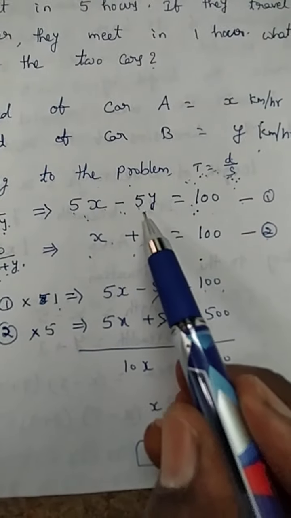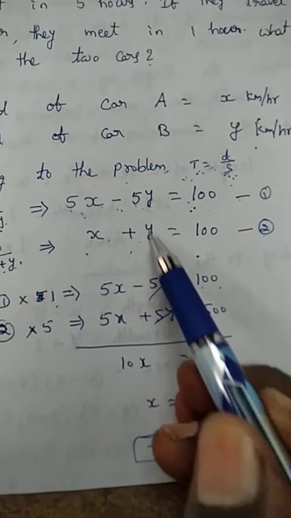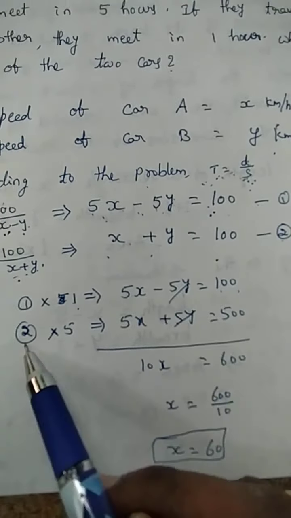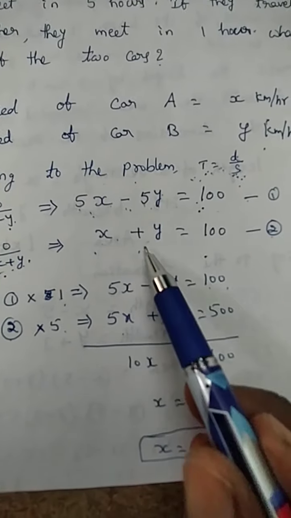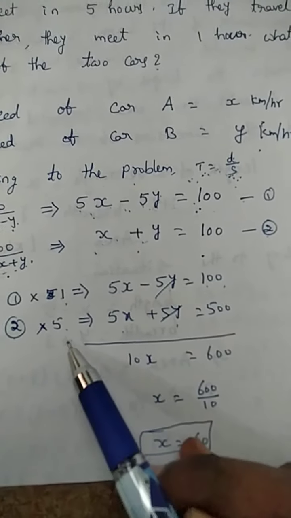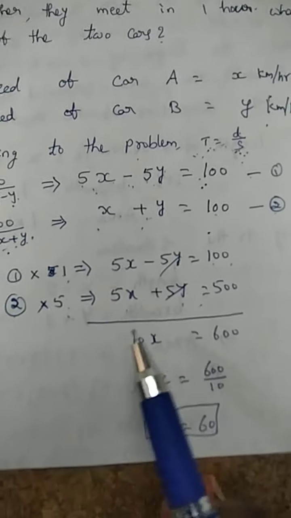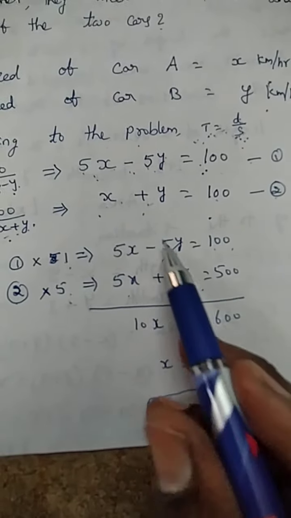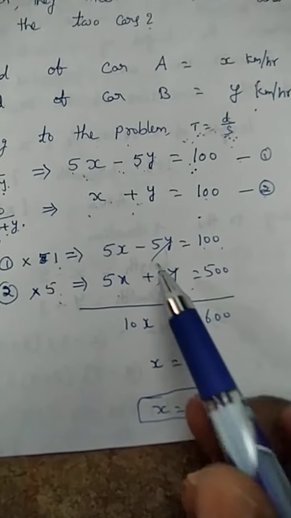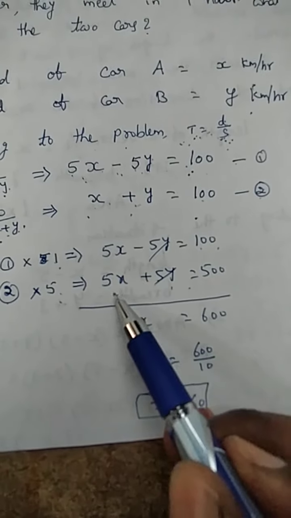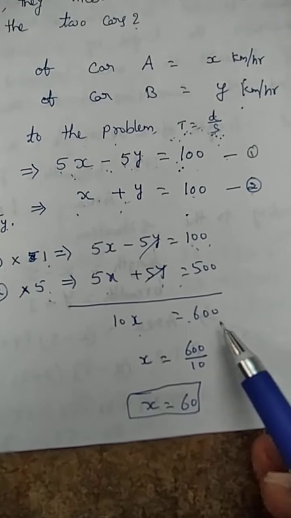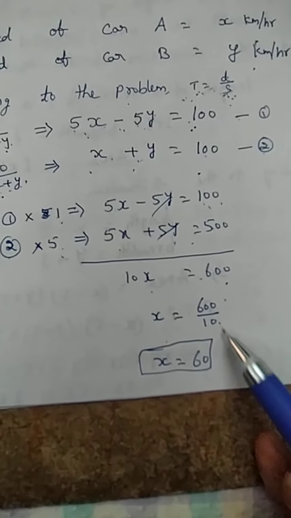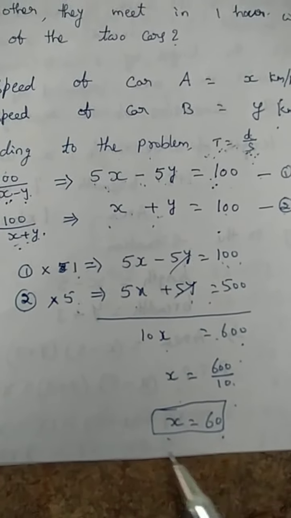The second equation is multiplied with 5. Why? Because we can cancel the y coefficient. So 5x plus 5y is equal to 5 into 100, 500. Now both y terms are additive inverses, so directly add those values. Minus 5y plus 5y cancel. 5x plus 5x is 10x, equal to 100 plus 500, 600. So x is equal to 600 by 10, x is equal to 60.